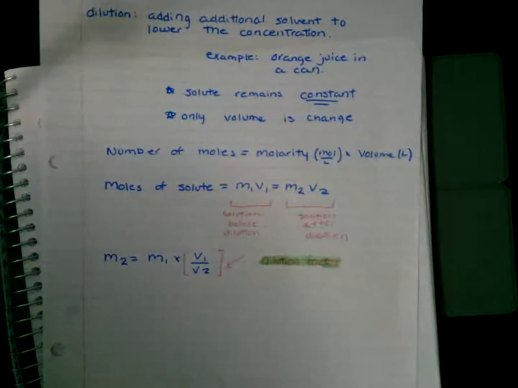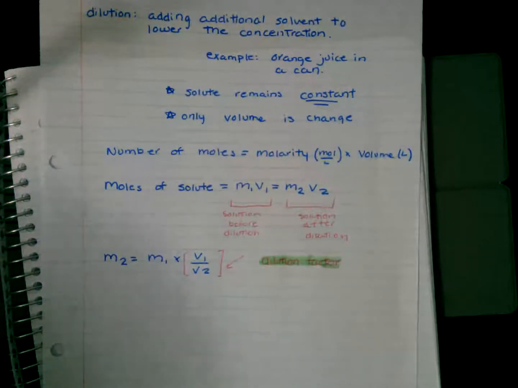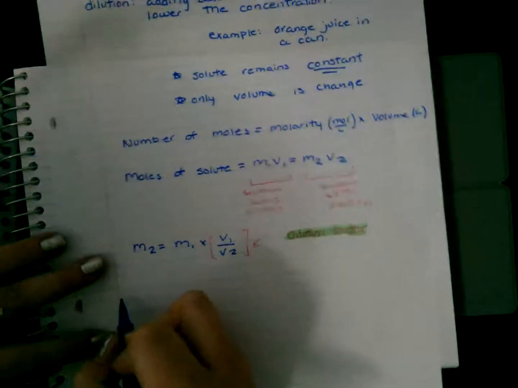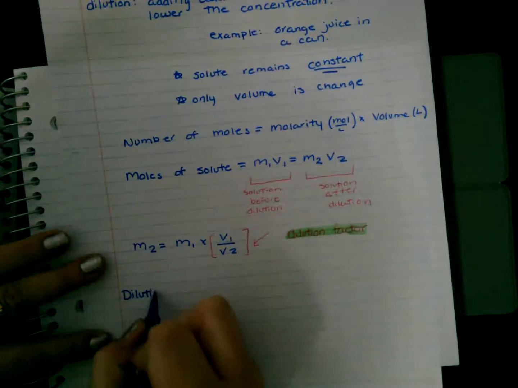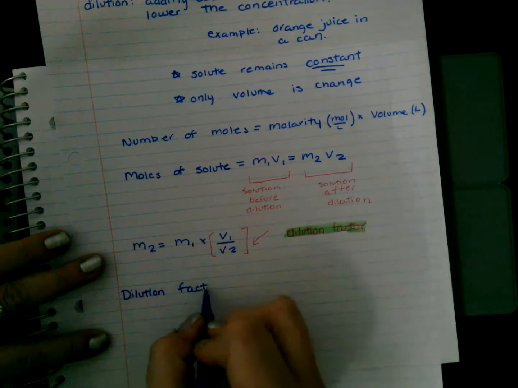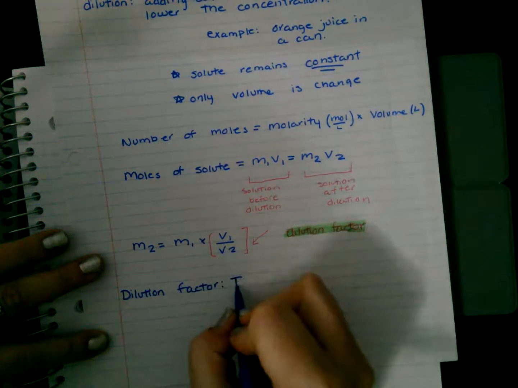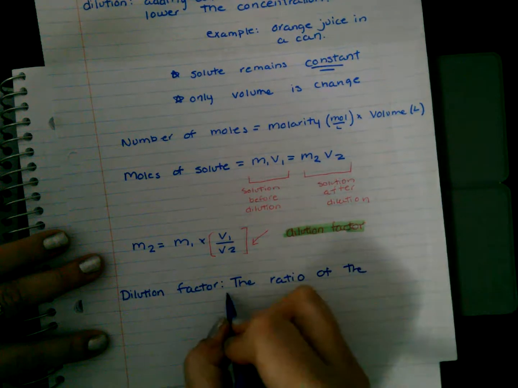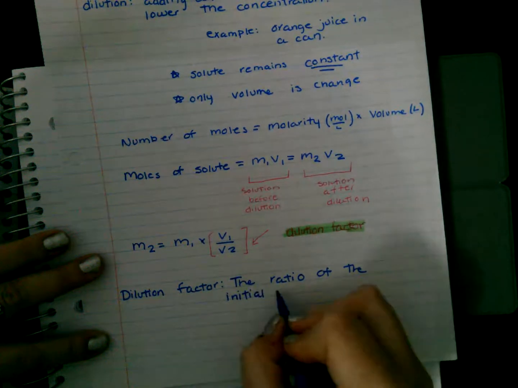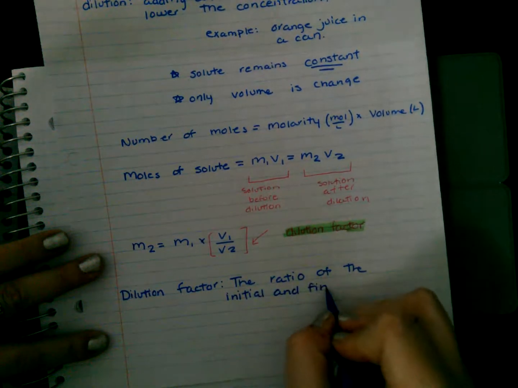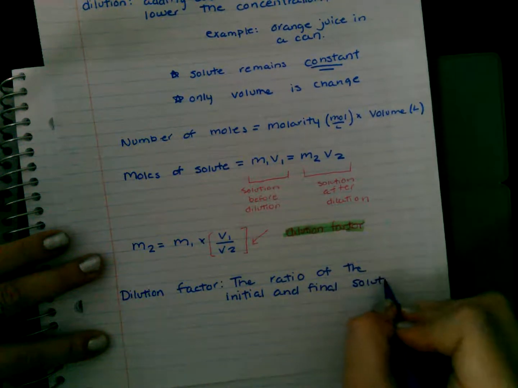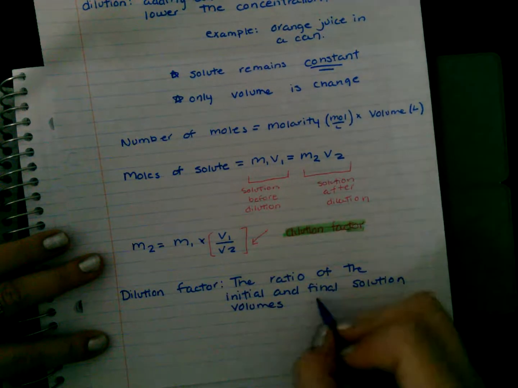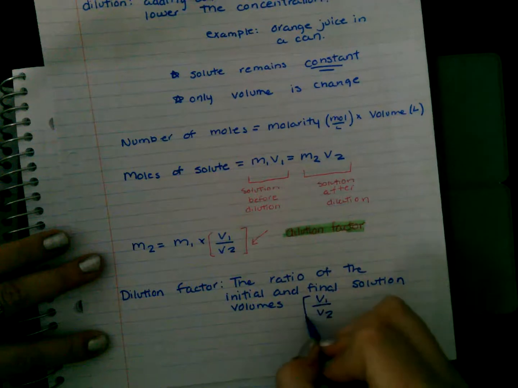The equation shows that the concentration after dilution can be found by multiplying the initial concentration by the dilution factor. So we're going to define dilution factor, which is the ratio of the initial and final solution volumes, which is V1 over V2.